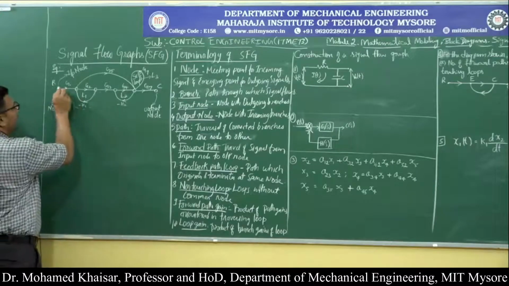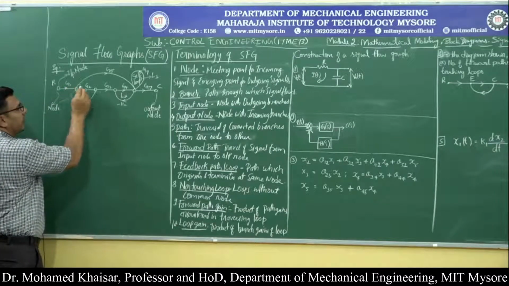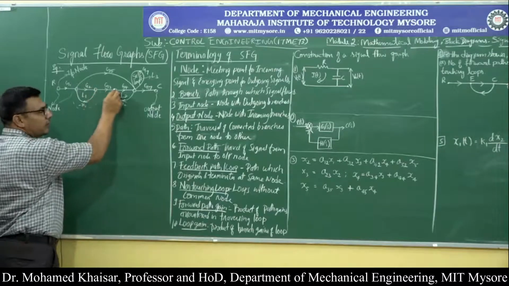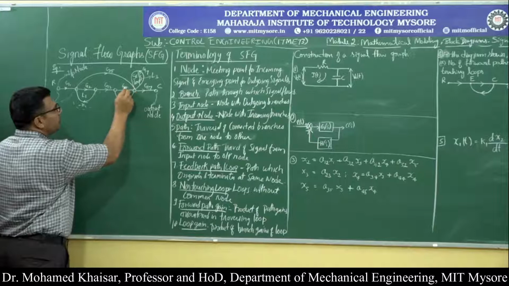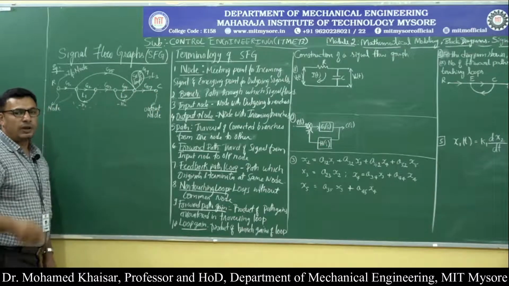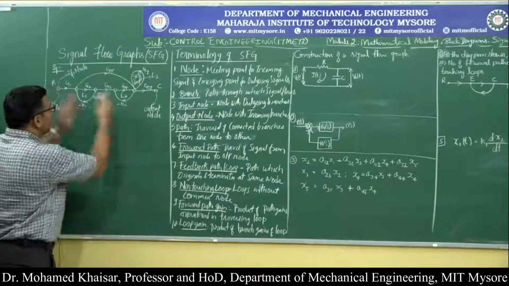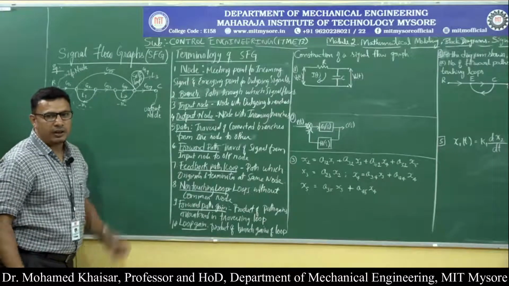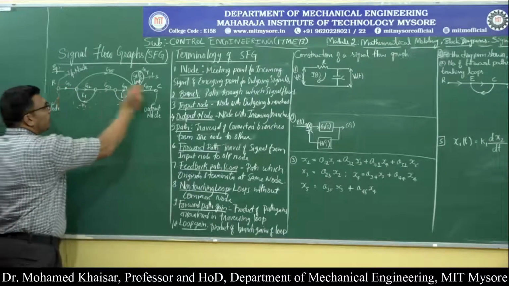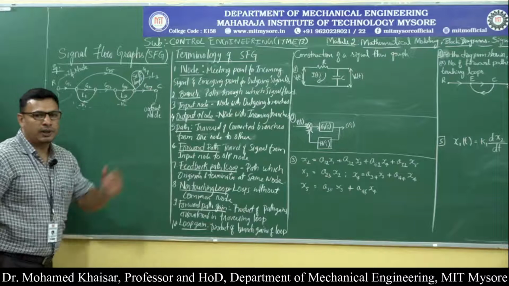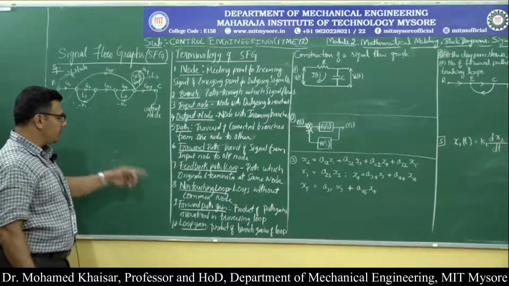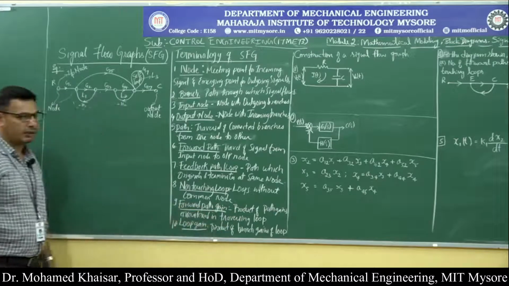If you say from here till here, what is the gain? It is G1. From this node to this node, it is G2. This node to this node, G3. This node to this node, it is G4. This node to this node, it is G7. Now, what does forward path gain mean? You have to multiply the contents of all the individual branches along the forward path from the input node to the output node. If you multiply them, what you get is the forward path gain. That is what has been written over here.